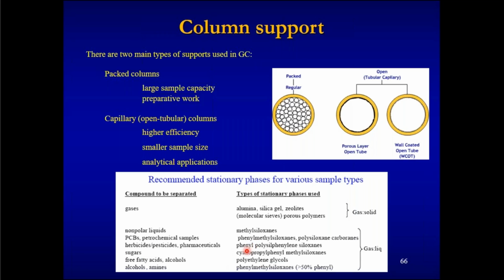Then you can have phenyl polyphenylene siloxane. Sugars are separated with cyanopropyl phenyl methylsiloxane, free fatty acids and alcohols with PEG, alcohol amines with phenyl methylsiloxane; greater than 50% phenyl must be present. All these are gas liquid chromatography. You can remember one or two of these, particularly try to remember the pharmaceuticals, sugars, alcohols, amines, and gases are, of course, easy for you to remember. So choose what is easy for you to remember and remember certain examples.